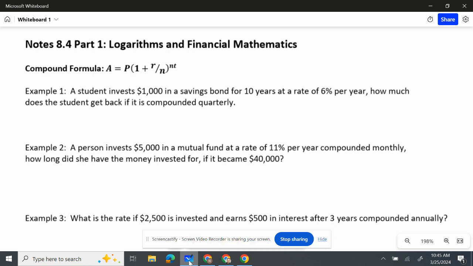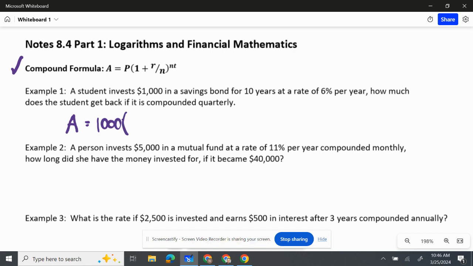What we're going to do is we're going to look at logarithms and financial math. The first equation that we're going to look at is the compound formula, and then next time we'll look at the continuous compound formula. So for example 1, we did this in the last unit, but we're going to do a quick review. We have a student, and this student invests $1,000.